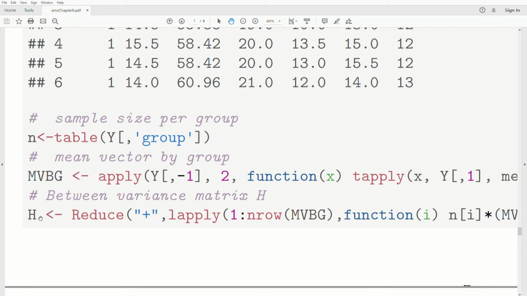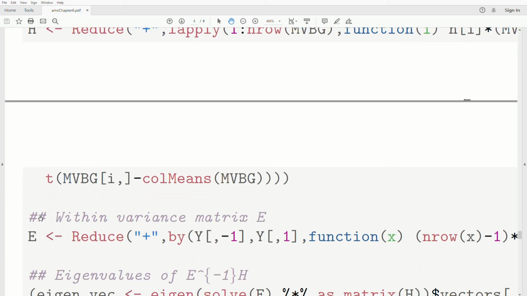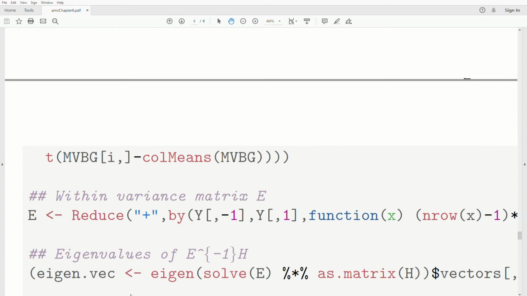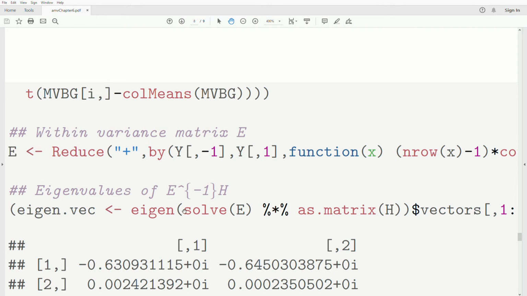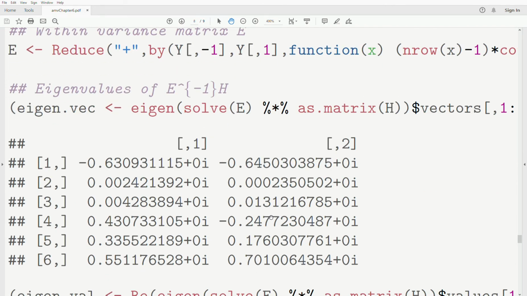But essentially we create this H matrix, and then we create the E matrix, and then we calculate the eigenvectors from it, which we get 2 of them. So this first one is the first linear discriminant, and the second one's the second linear discriminant. So there's 6. This would be A1, and then you take A1 transpose Y, and that creates the Z values. And then you could create A2 transpose times Y, and that creates that second linear function.